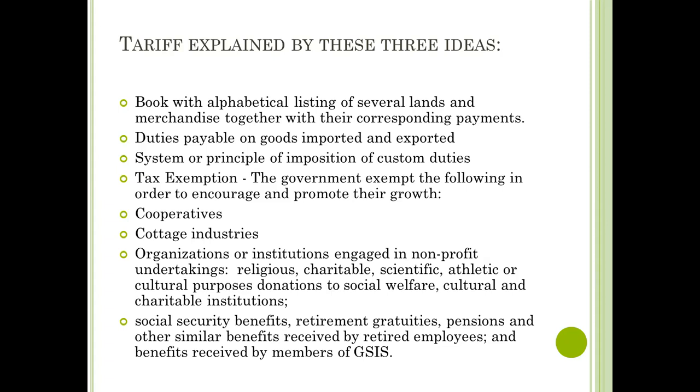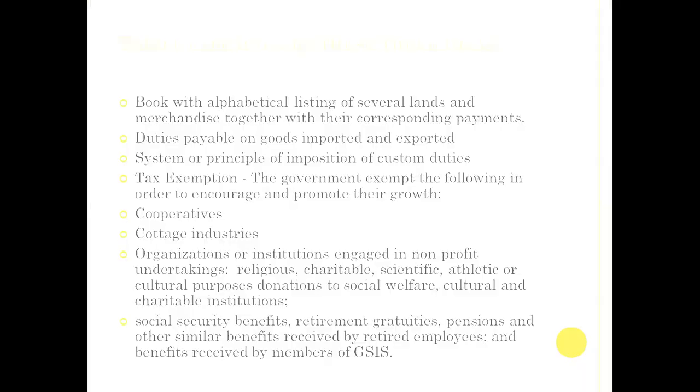For tax exemption naman, the government exempts the following in order to encourage and promote their growth. So what the government exempts are the cooperatives, cottage industries, and organizations or institutions engaged in non-profit undertakings. So what are these organizations? These are religious, charitable, scientific, athletic, or cultural purposes. Also donations to social welfare, cultural and charitable institutions, social security benefits, and so on and so forth, and members of GSIS. So this is for the Philippines.